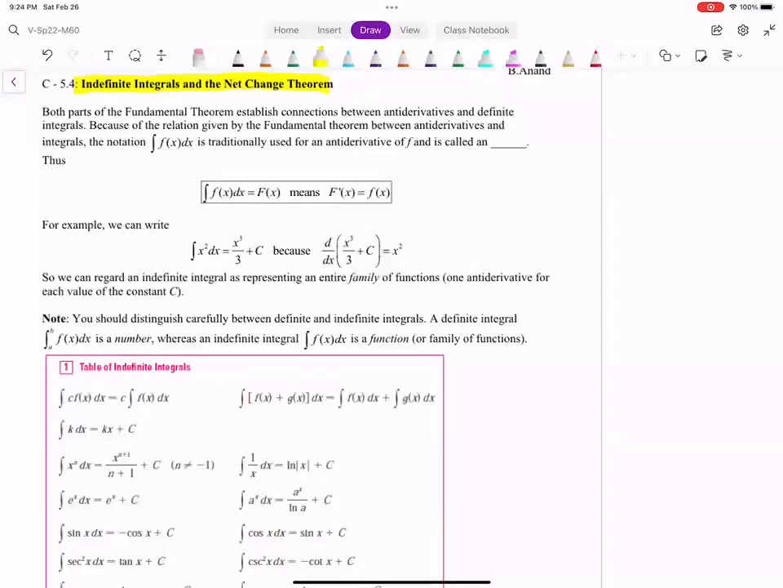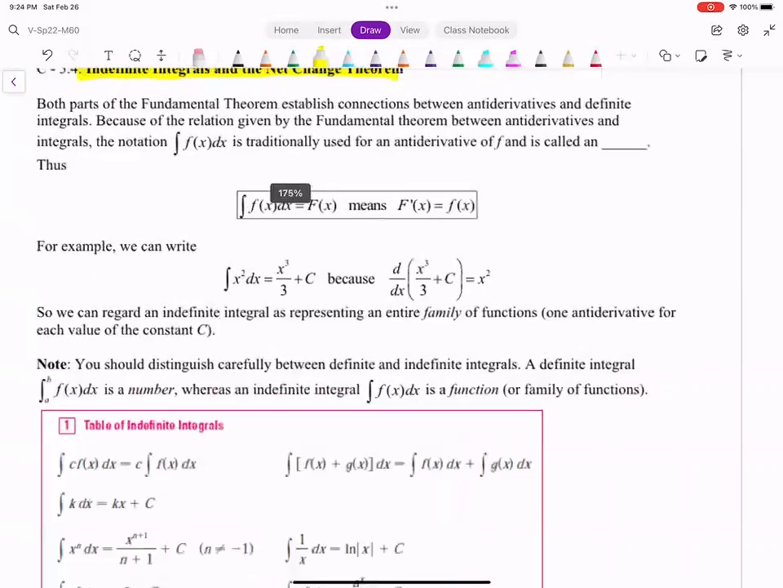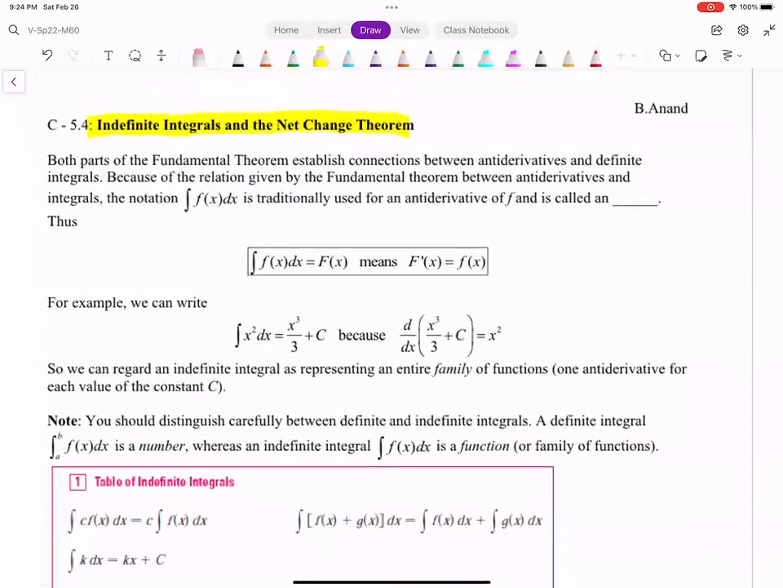Hello everyone, welcome back. In this video, I will be covering indefinite integrals and the net change theorem, which is chapter 5, section 4. So in chapter 5, so far we have seen how to find the area under a graph of a function. When we say derivatives, it is about the rate of change, velocity and instant velocity. When we say integrals, antiderivatives, it means area under a graph of a function. Because area under a graph of a function is not an easy process.